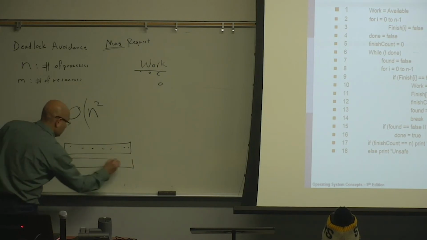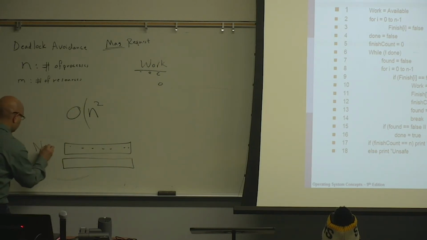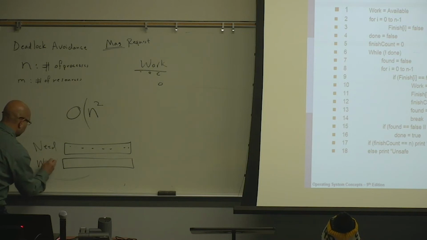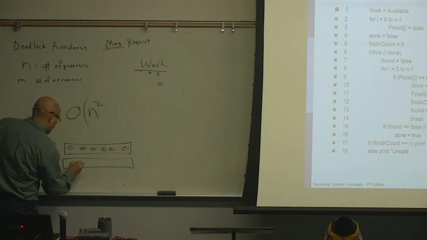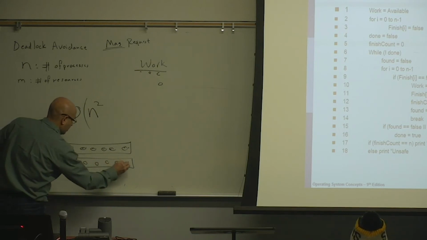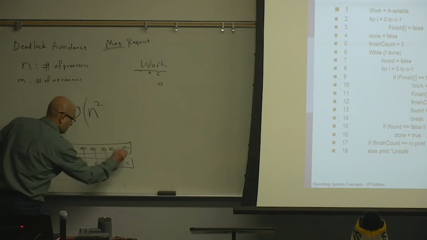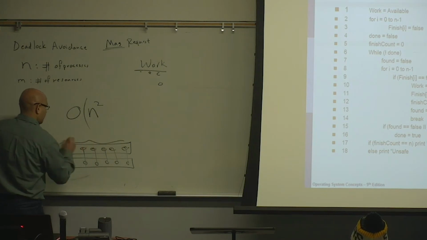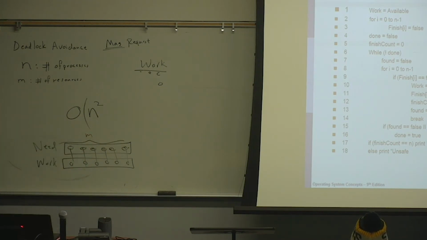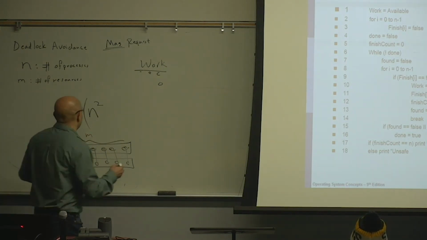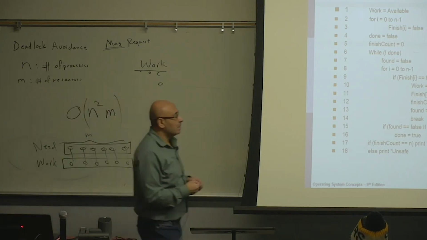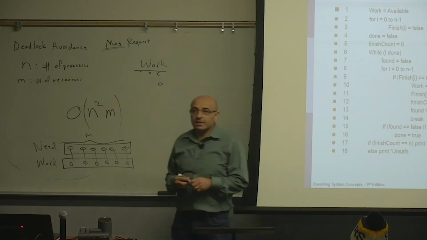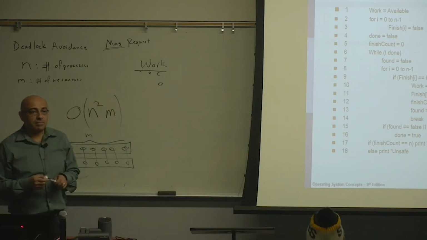So this is need and work, and each one of them is a vector. So you'll have to compare, and this size is M. Okay, so this algorithm is N squared M. This is an N squared M algorithm.